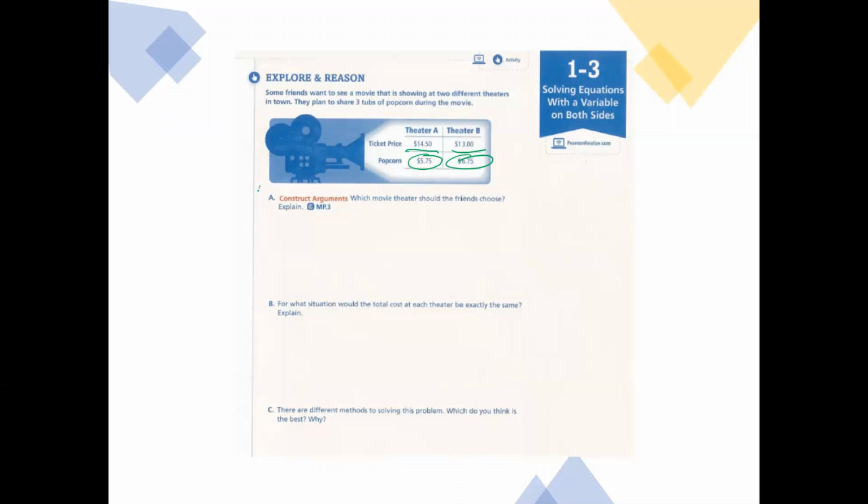So take a moment to pause the video and answer the following A, B, and C questions. A asks, which movie theater should the friends choose? Explain. It's subjective. It's not really a right or wrong answer. You can just use your intuition and pick it, and then express yourself with words. Question B says, for which situation would the total cost at each theater be exactly the same? Explain. And C, there are different methods of solving this problem. Which do you think is the best and why?